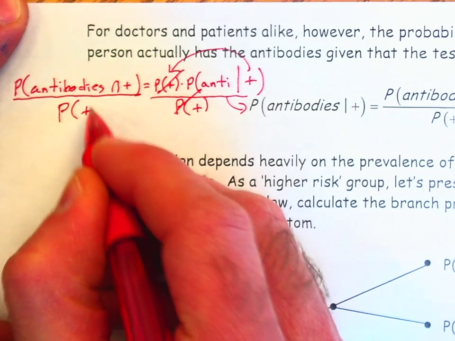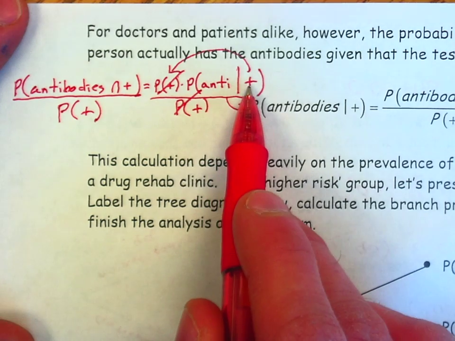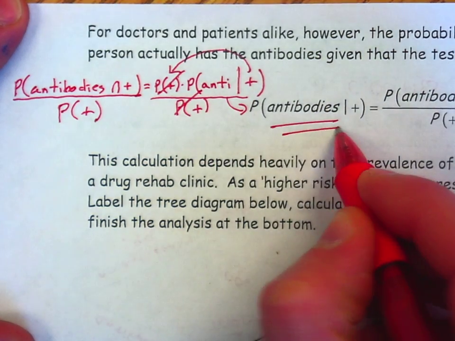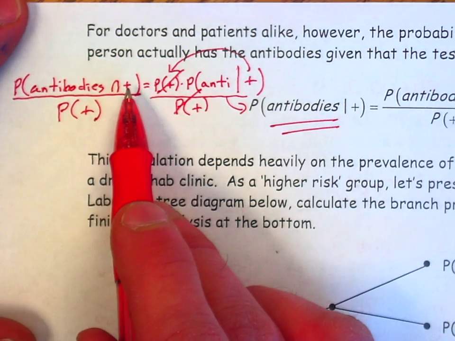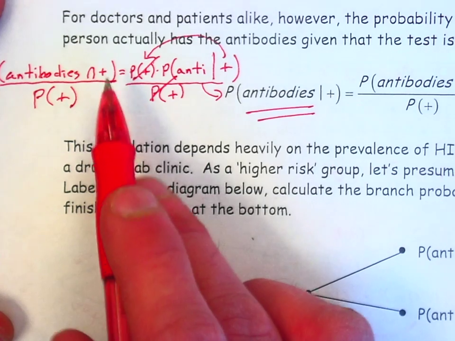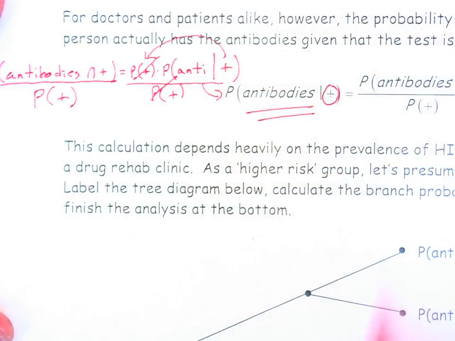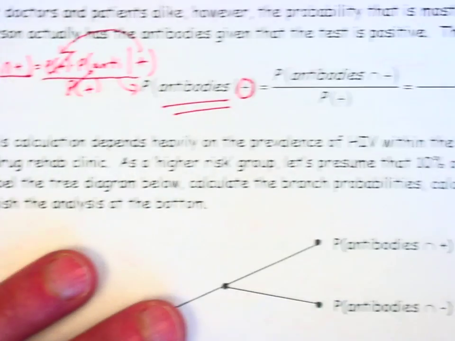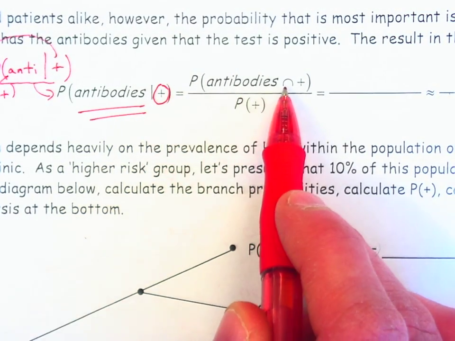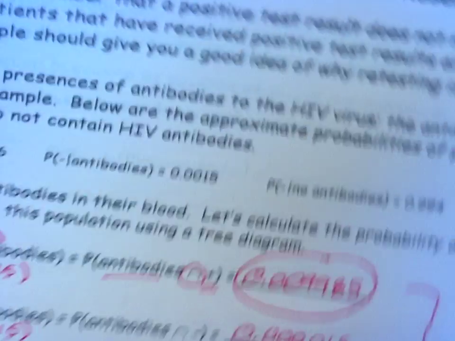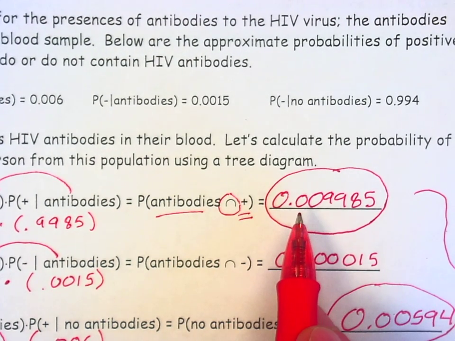Here's where I got the formula. So take a look. To find the probability of antibodies given a positive test, that's what I'm trying to find, all I need to do is take the probability of antibodies and a positive test. Here it is. So the probability of both, and divide by the probability of what's already been given. I've been given the positive test result. So to do that conditional probability, here we go. The probability of antibodies and a positive test, I can get that from the front side. So here it was. The probability of having the antibodies and having a positive test is 0.009985.